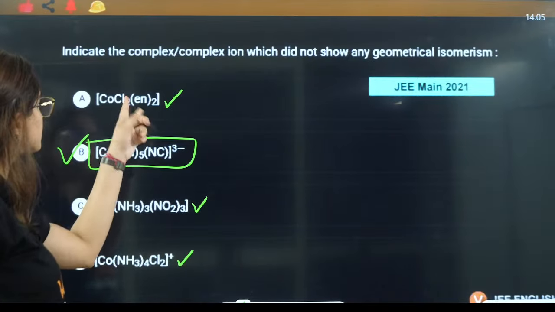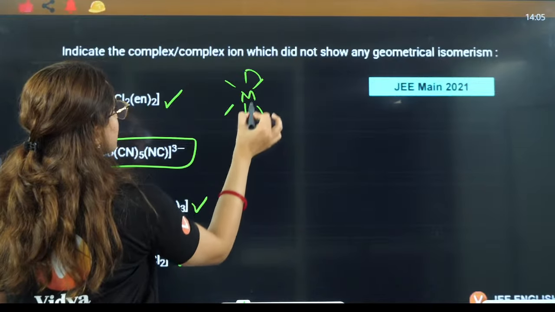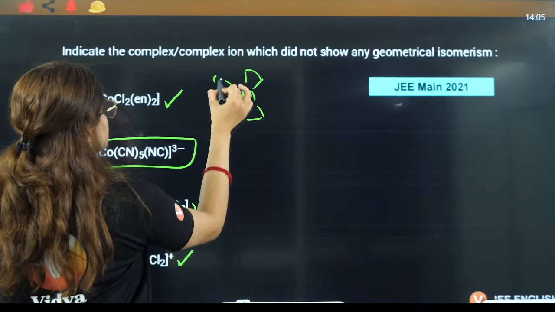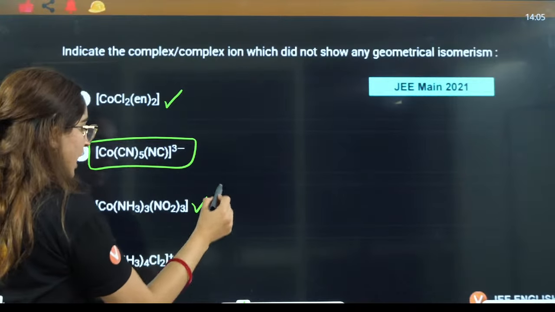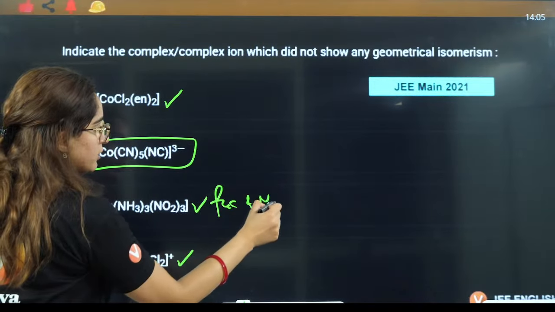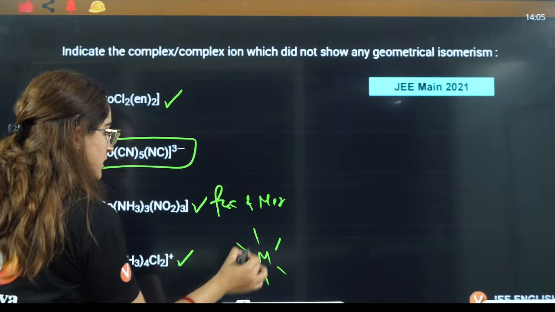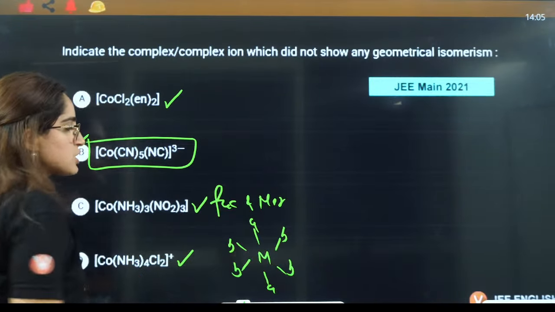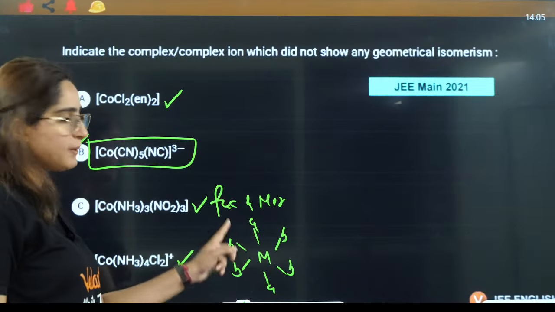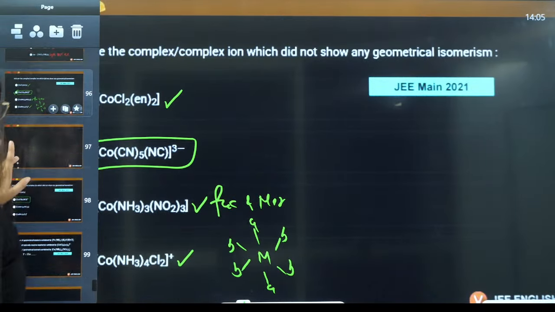We have seen this. This will show GI like this: 1, 2, 3, 4, 5, 6, 1, 2, and this is Cl Cl. And trans will also be present. Here also you will have facial and meridional. Here also you will have metal 1, 2, 3, 4, 5, 6. This is same. This is trans. Cis will be formed when AA, BB, BB will be cis. So all of them show GI except for B. B does not show GI.